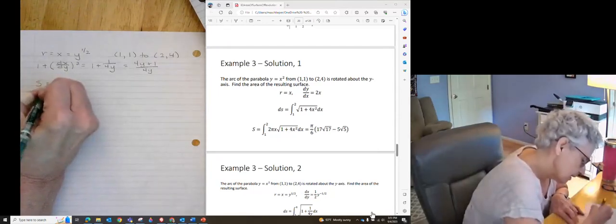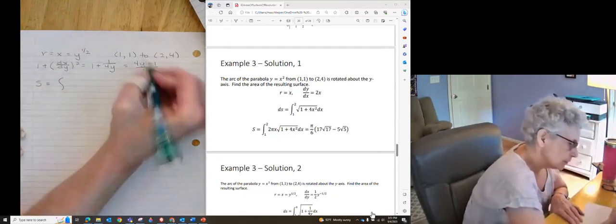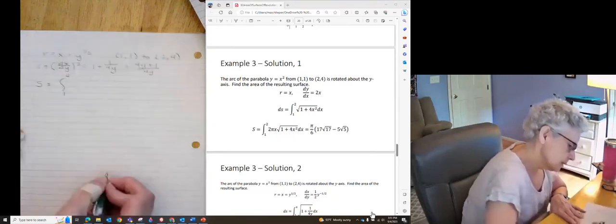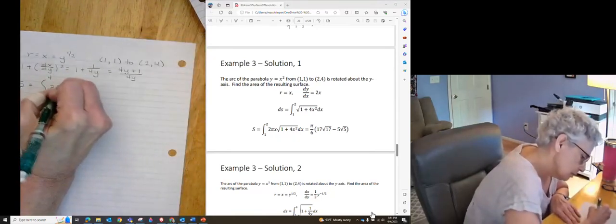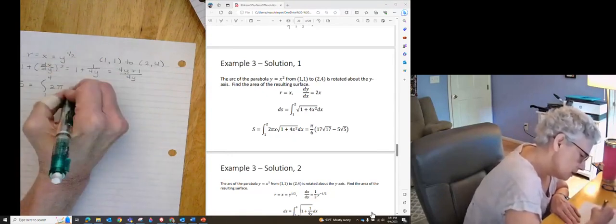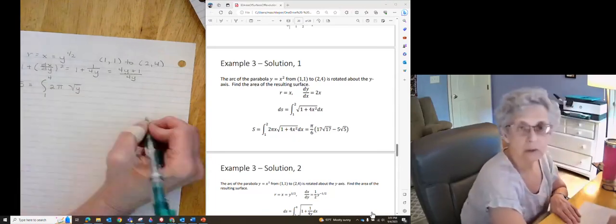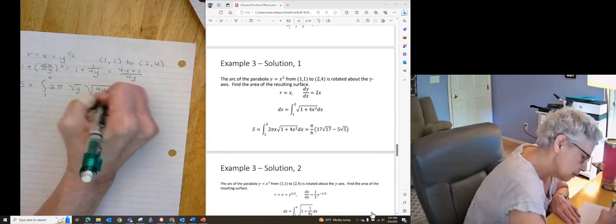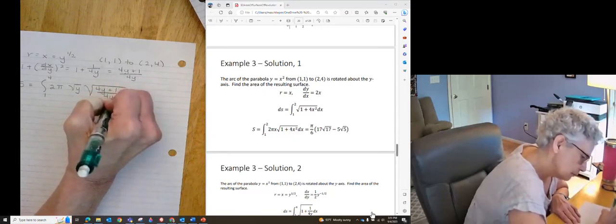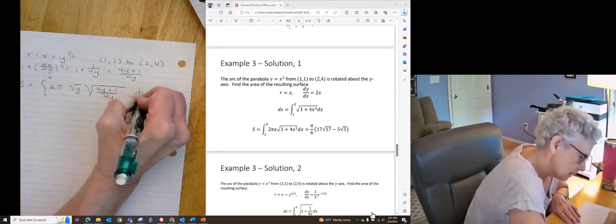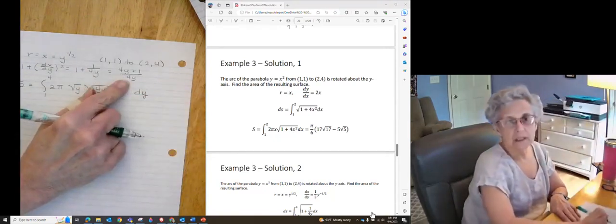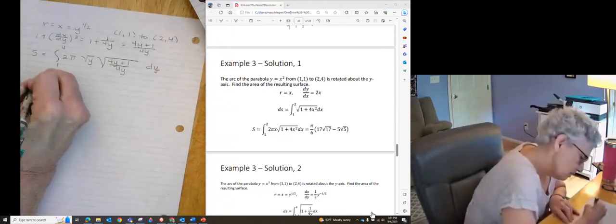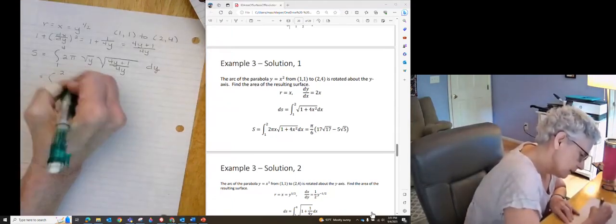So surface area is equal to the integral from y coordinate to y coordinate. So 1 to 4, 2 pi times the radius, which is square root of y, times the arc length portion, which is square root of (4y plus 1 over 4y). I just got a least common denominator there and combined it into one term. You didn't have to. You certainly could have done it without doing that.